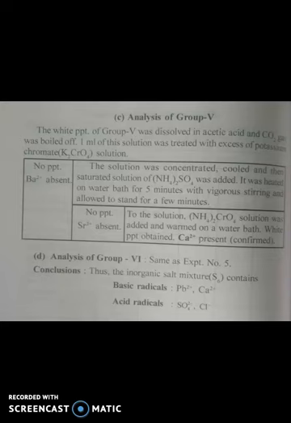On the basis of that, you have to write the conclusion, and this is the important portion of the chemical analysis or salt analysis practical. So you have to write this conclusion. The inorganic salt mixture S6 contains basic radicals. Most of the students are not clear about the meaning of basic radical. Just read it: basic radicals here are Pb2+ and calcium 2+, and acid radicals are sulfate 2- and Cl-.